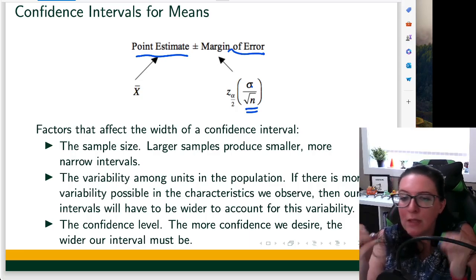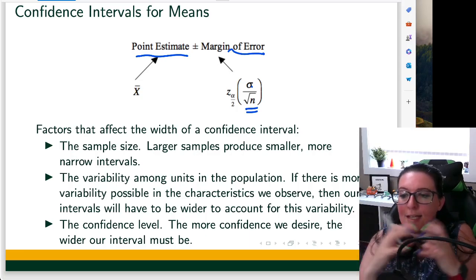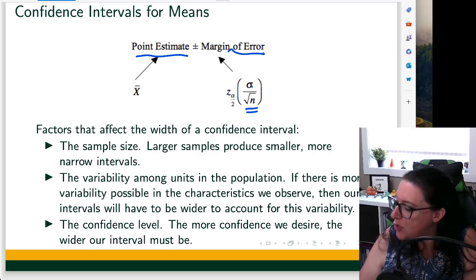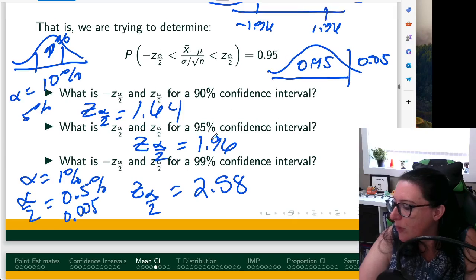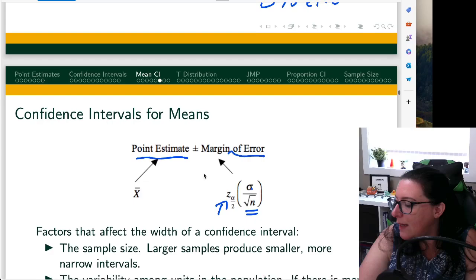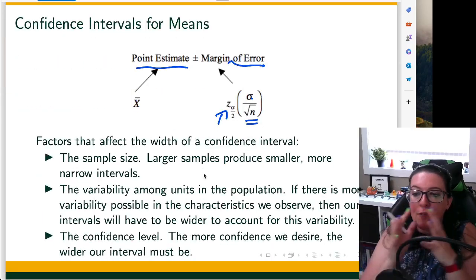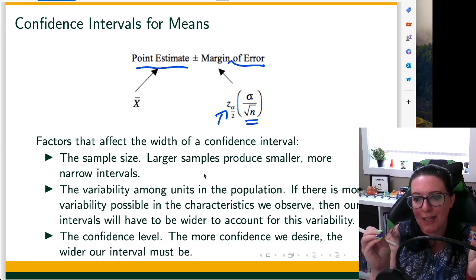Okay. Then the last one is the confidence level, 90%, 95%, 99%. That's changing the Z here. And you'll notice that the more confident you want to be, the higher the Z, and that means that it's going to make your confidence interval wider. The more accurate you want to be, the wider the interval.